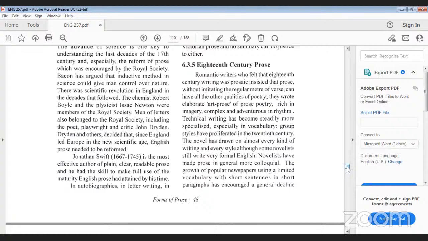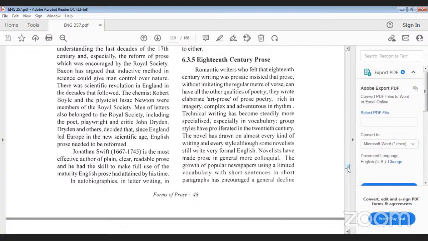Technical writing has become steadily more specialized, especially in vocabulary. Group styles have proliferated since the 12th century. The novel has drawn on almost every kind of writing and every style, although some novelists still write very formal English. Novelists have made prose in general far more colloquial.